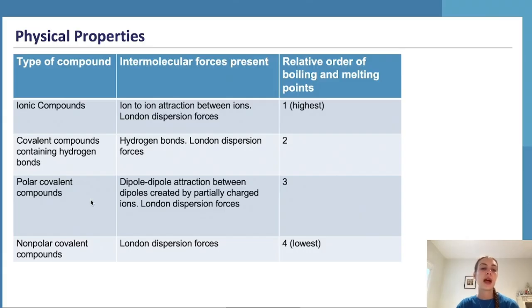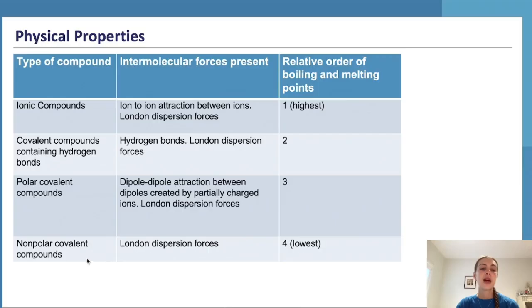The next one we can look at is the polar covalent compounds. Polar covalent compounds have dipole-dipole interactions between the dipoles which are created by partially charged atoms. This is a slight difference in electronegativity, resulting in partial positivity and partial negativity in the molecule. They'll also have London dispersion forces like any other molecule, and hence they are next in the ranking of height of melting and boiling points.